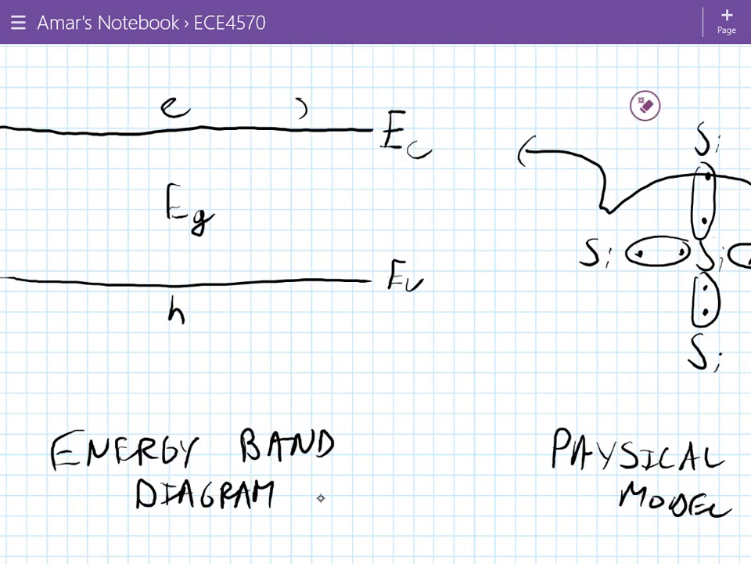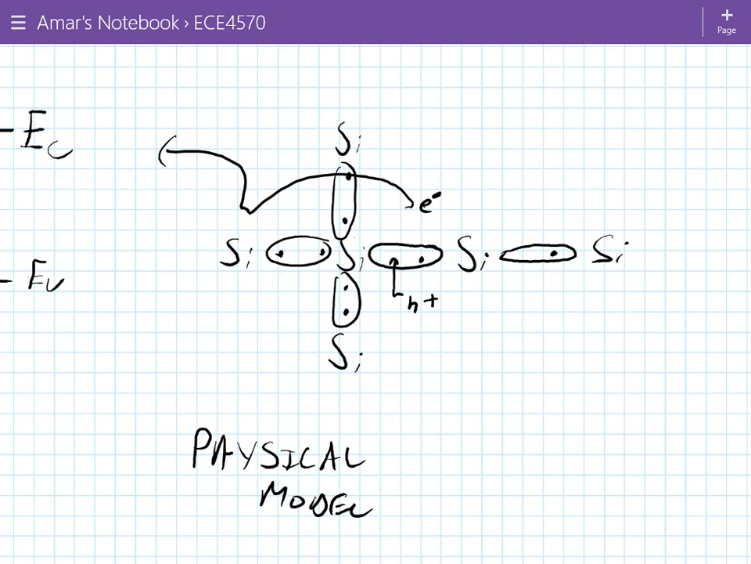All right, so now let's talk about holes. These electrons can, of course, move around, but the holes could move around too. Let's say that the hole went something like this.